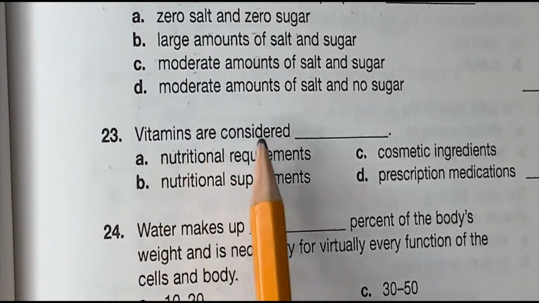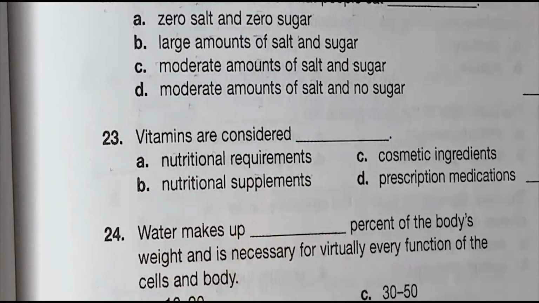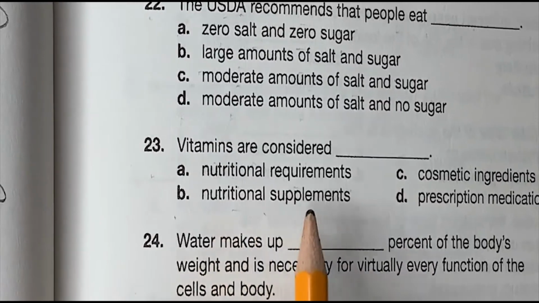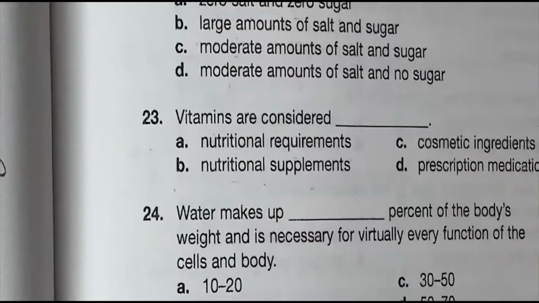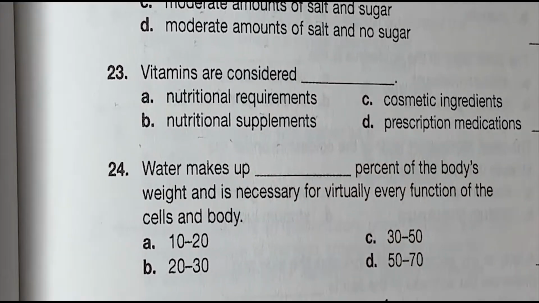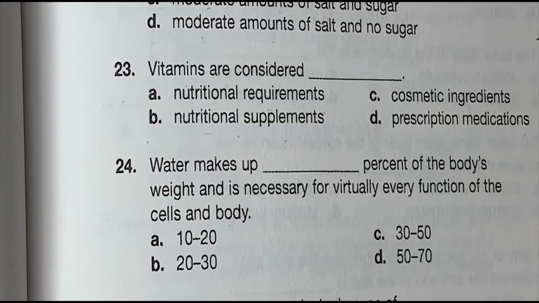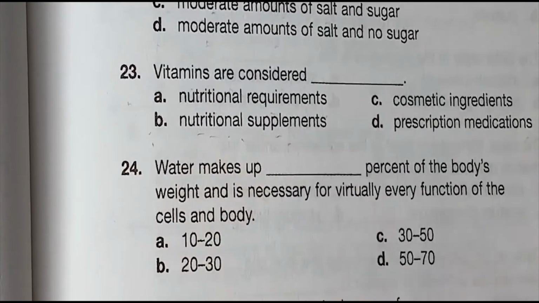23. Vitamins are considered blank. A, nutritionist requirements, B, nutritionist supplements, C, cosmetic ingredients, or D, prescription medications? And your correct answer is B, nutritionist supplements.